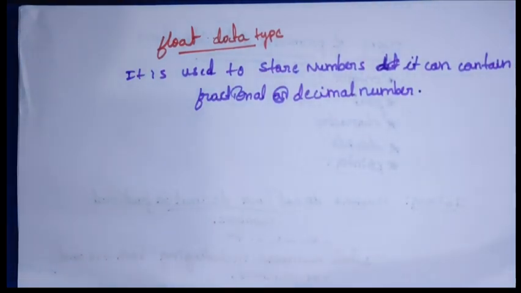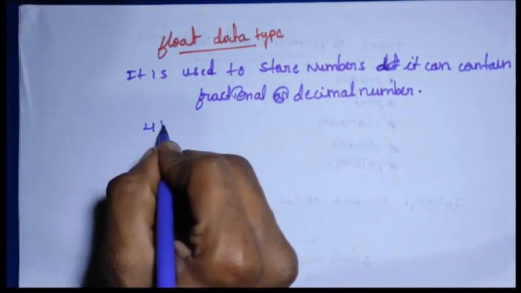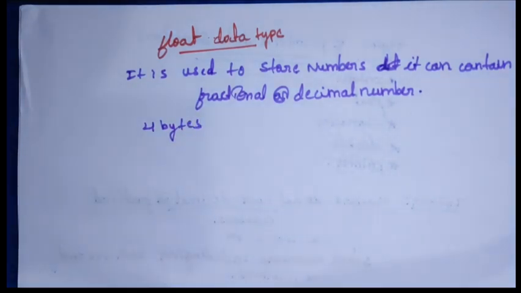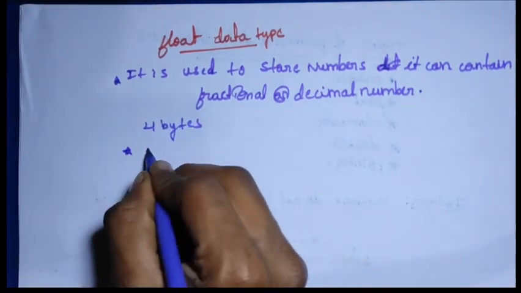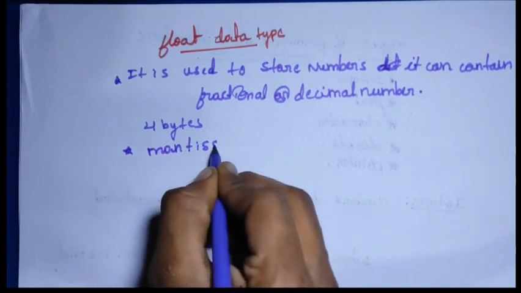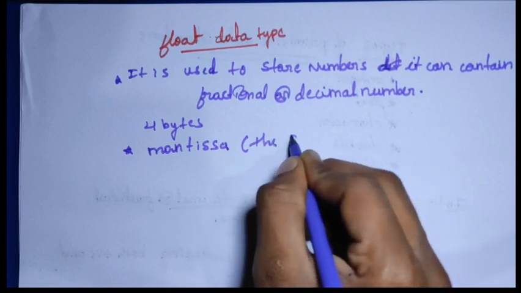What is the drawback of the integer? It is unable to store fractional numbers. The float data type is used to store numbers that can contain fractional or decimal values. Here the float data type has 4 bytes. Basically, a float data type is used to store the mantissa. Mantissa means the significant digits.